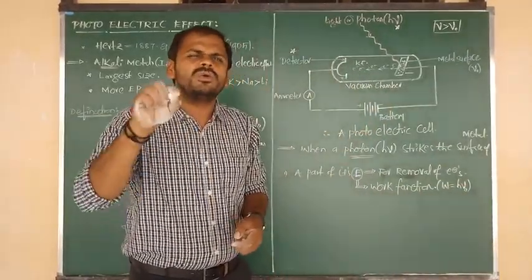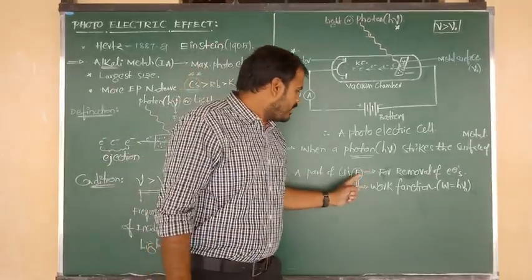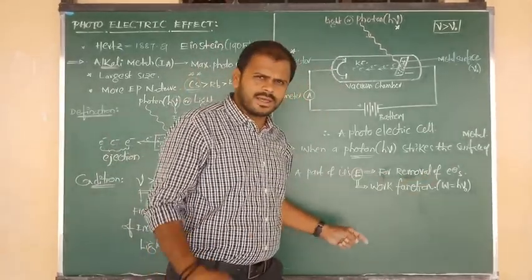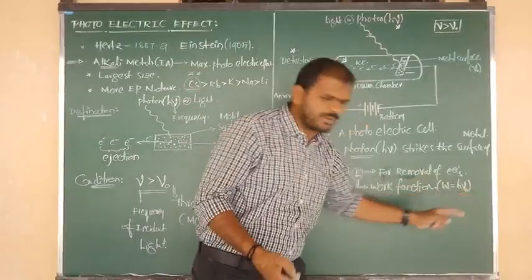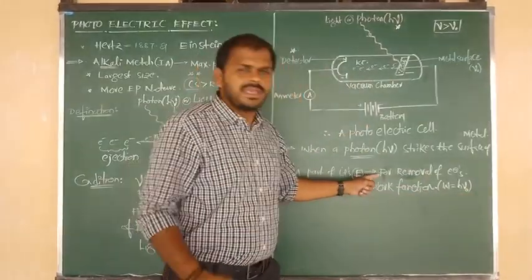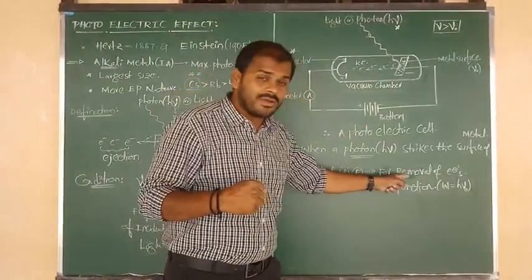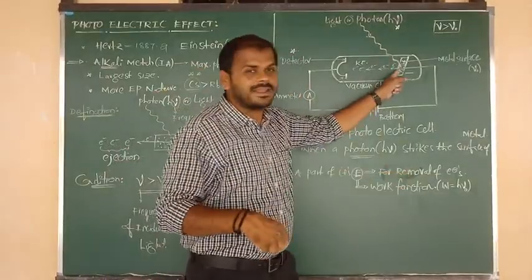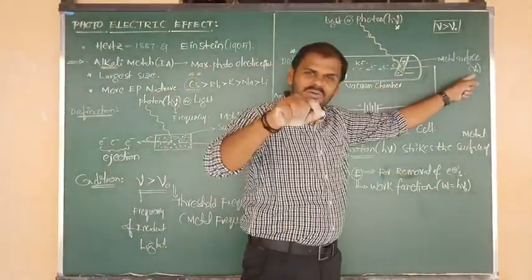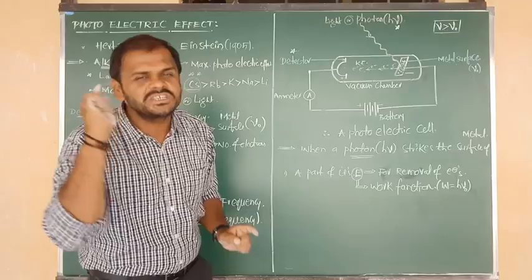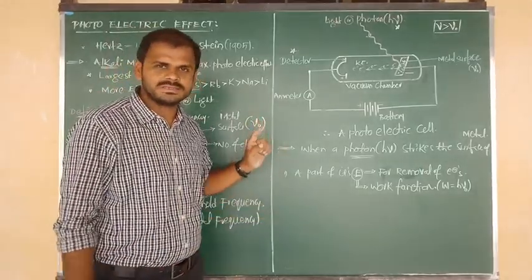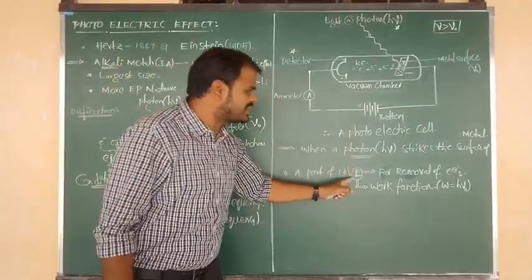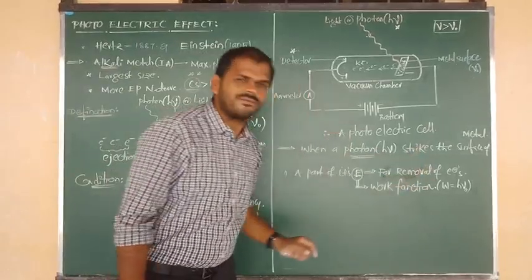Sir, why are we writing W equal to hν₀? Energy required for the removal of electron. Energy is nothing but what? hν, quantum form. But that energy we are utilizing for the removal of electron, where? In that metal. But the metal frequency is what? ν₀. That's why I am writing hν₀. So a part of photon energy we are utilizing for the removal of electron.